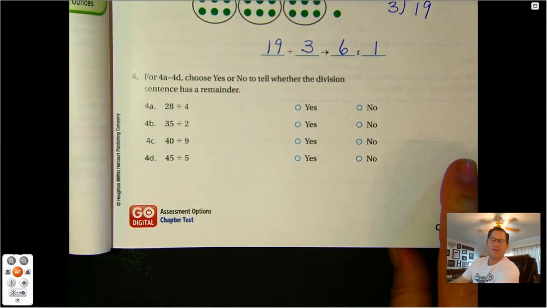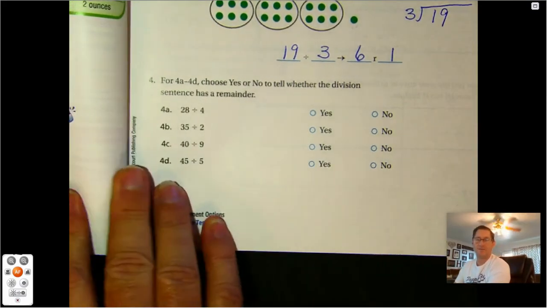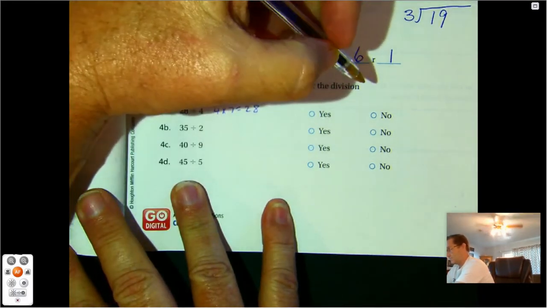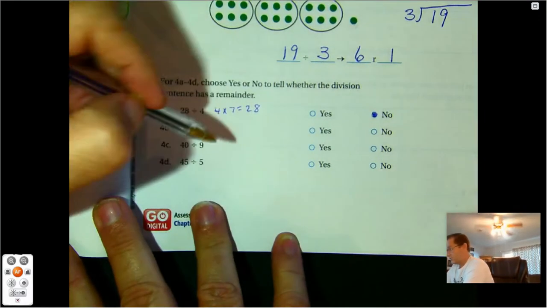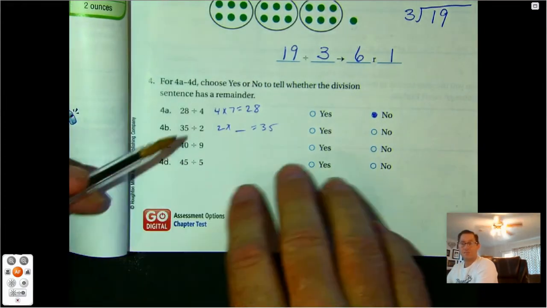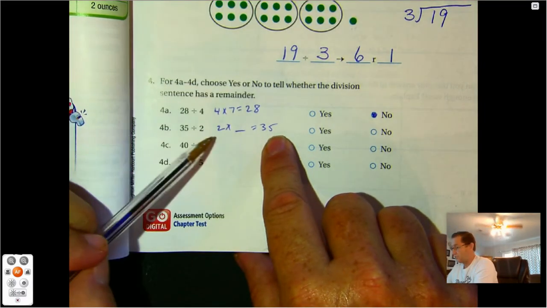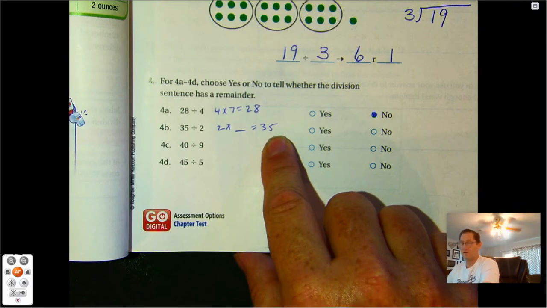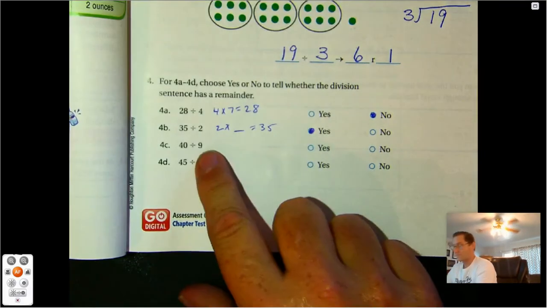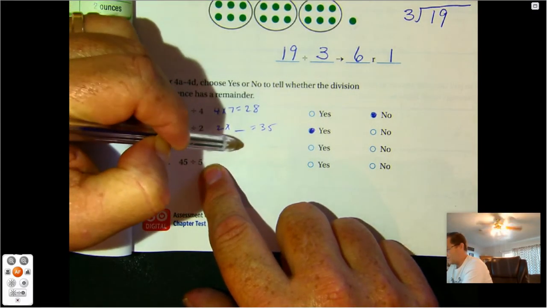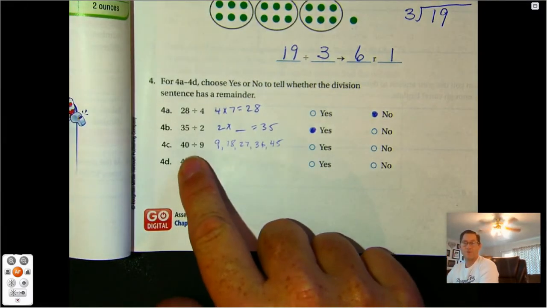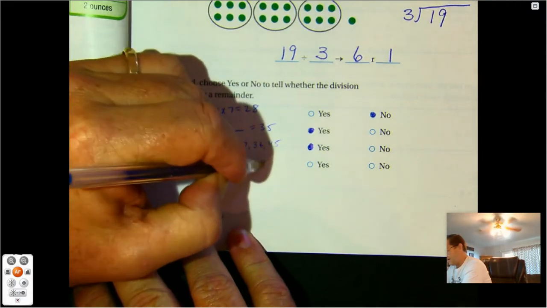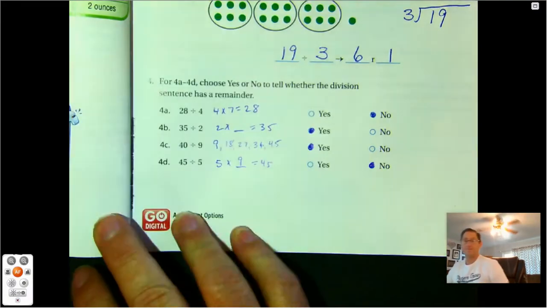Okay, number 4. Tell yes or no whether the division sentence has a remainder. Well, 4 times 7 equals 28, so no, this does not have a remainder. 2 times something equals 35. That's not possible, because 2 will always have a multiple that's even: 2, 4, 6, 8, 10, 12. So 35 means there's going to have to be something left over. 40 divided by 9. Well, if I go 9, 18, 27, 36, 45, I went past 40 and I never said 40. So there has to be a remainder for that one as well. 5 times something equals 45. 5 times 9 equals 45. So no, there's not going to be a remainder there.